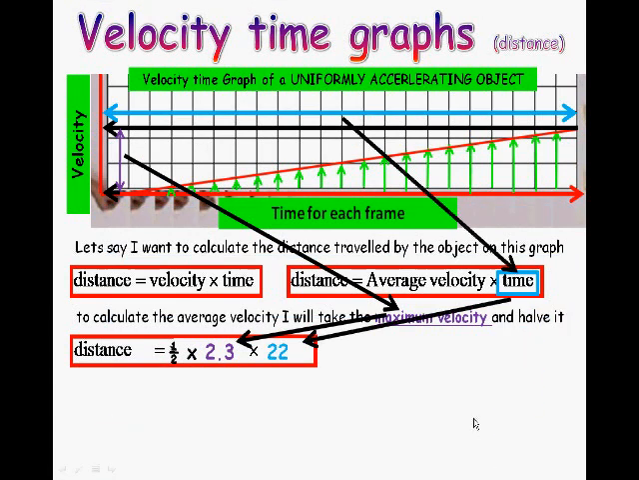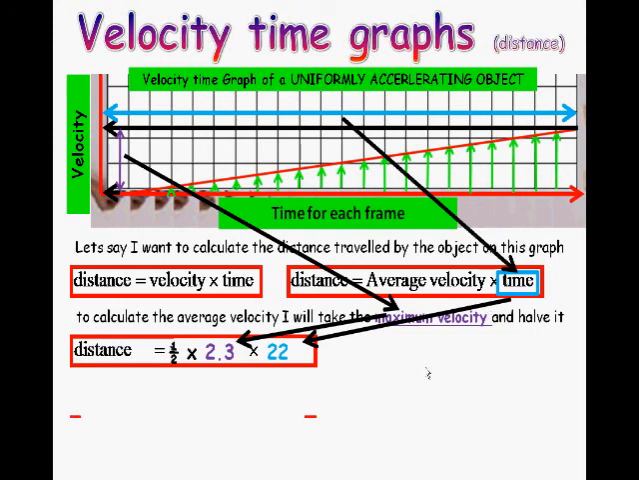Now I just need to find the time it took for this change to take place from 0 meters per second to 2.3 meters per second. And that took, as you can read from the graph, 22 seconds for the object to go from 0 to 2.3.